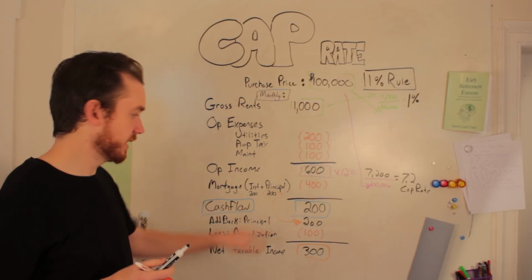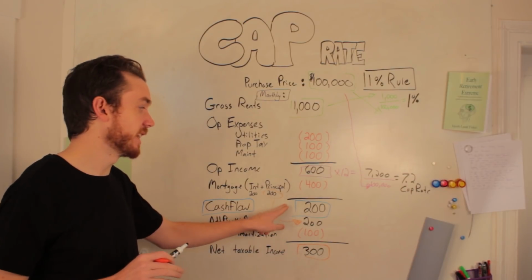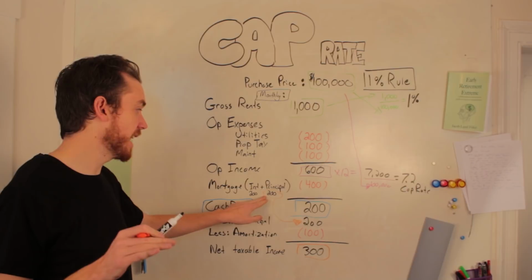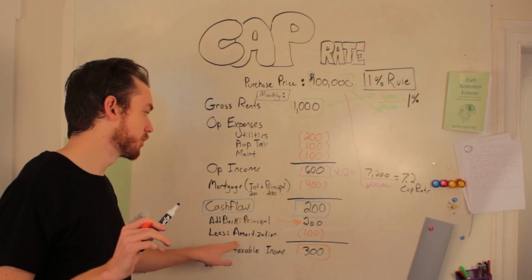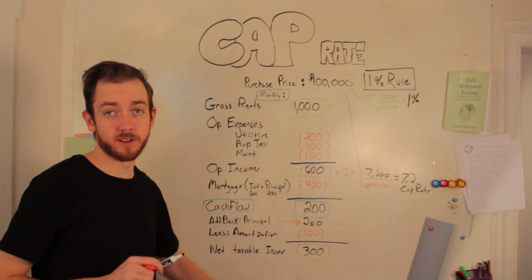So again, just for simplicity's sake, in this case, I said let's assume our amortization is $100 a month. So we take our cash flow of $200 a month, add back our principal of $200 a month, subtract our amortization of $100 a month to get our net taxable income of $300 a month.